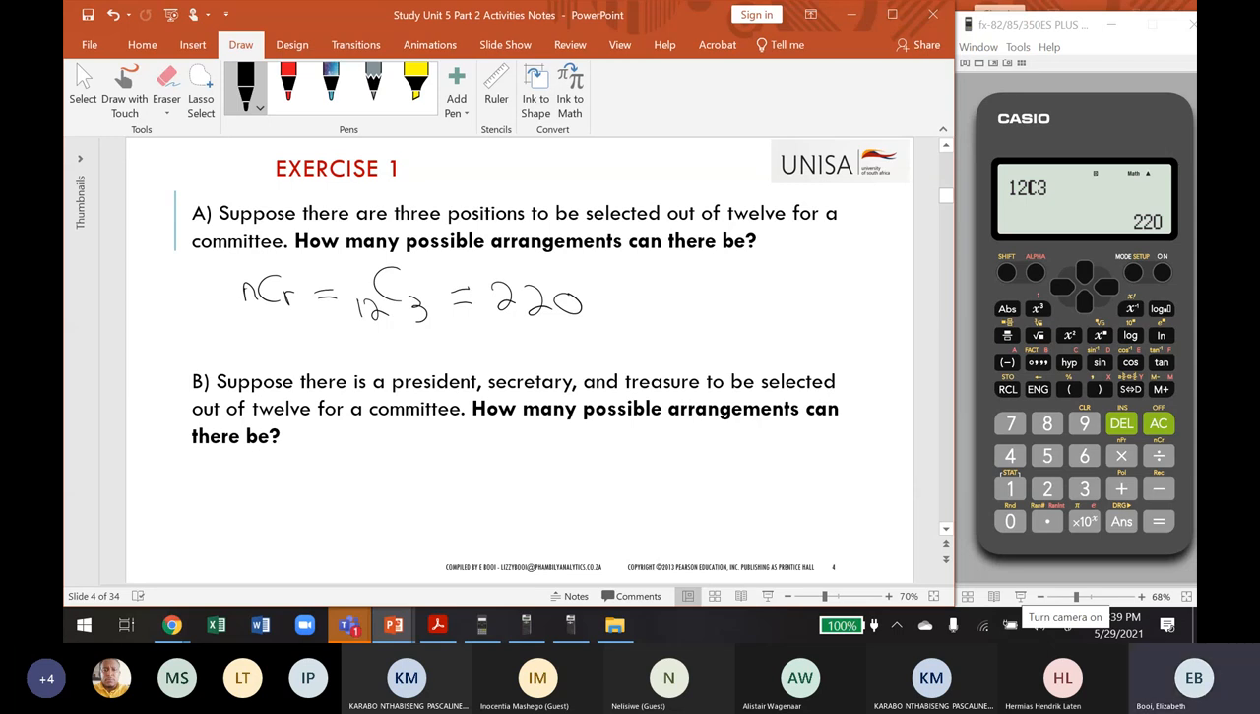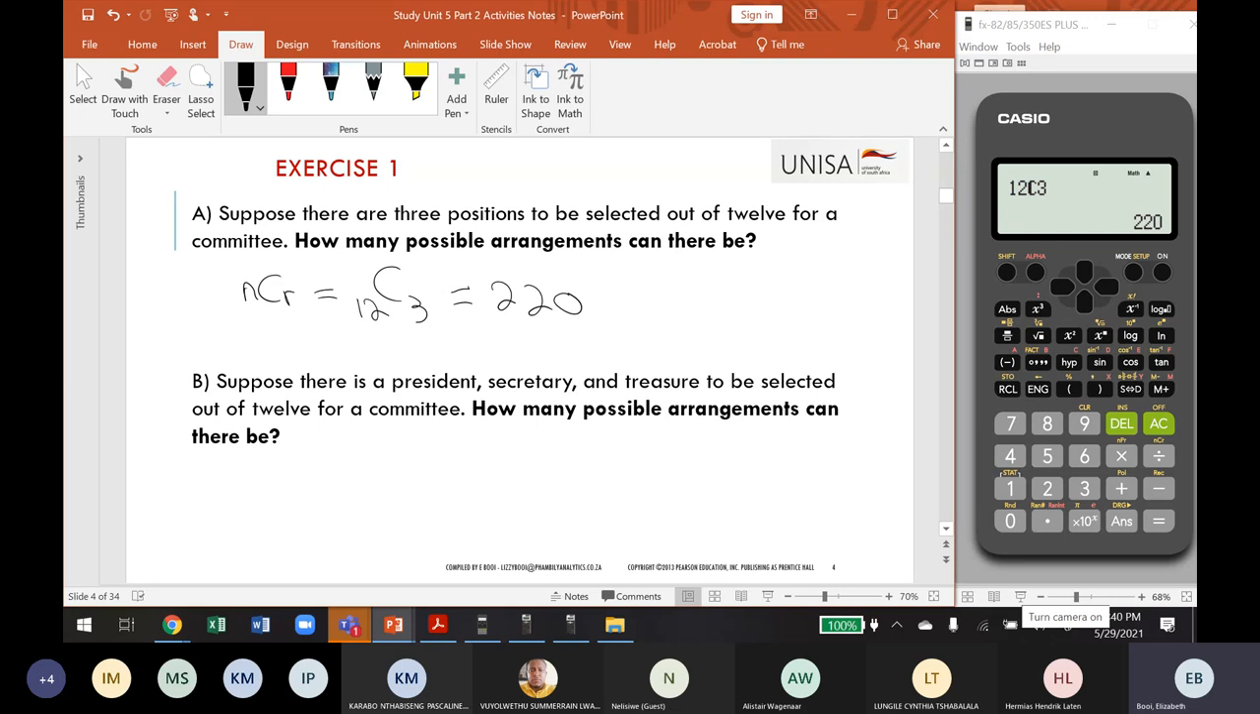Those who are saying yes, there is preference. Why are you saying there is preference? Isn't it that they are ordered from president down to treasurer? Yes, because there is an order in which they listed them, but also they gave a preference in terms of which positions need to be selected.